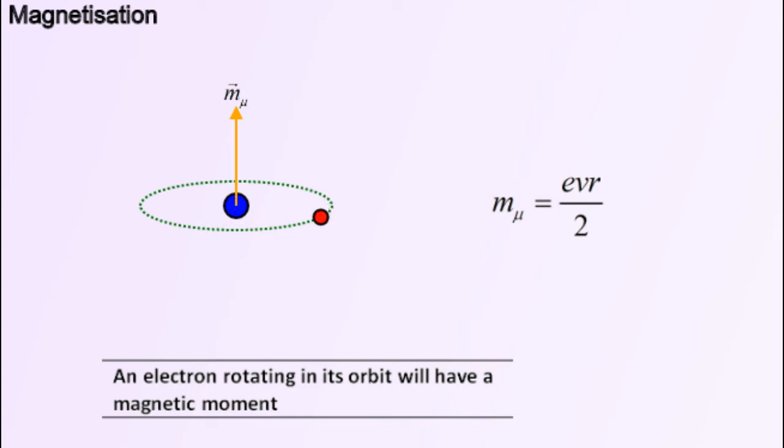We had seen that an electron moving in its orbit could be considered as a current-carrying coil. Therefore, it would have a magnetic moment. In this case, if we look from the top, then the movement of the electron is in the clockwise direction, which is equivalent to a positive charge moving in the anticlockwise direction. Then, from the right-hand rule, we have the magnetic moment pointing upwards.